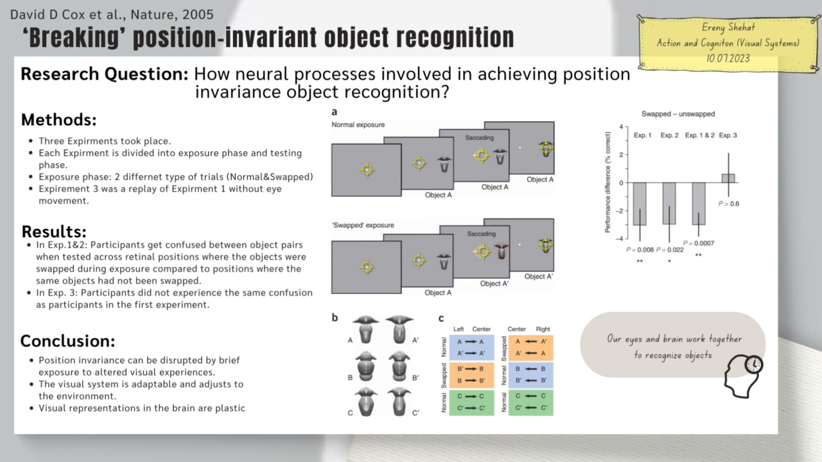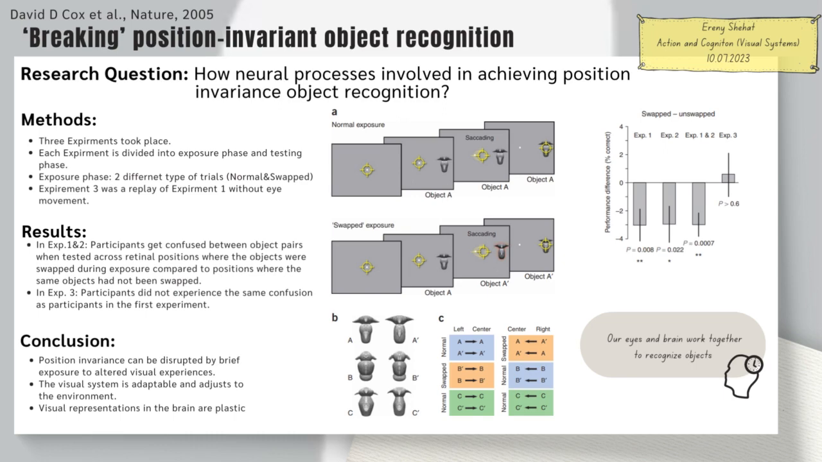Let's dive into the results. After the exposure phase, participants in experiment 1 demonstrated a significant effect. They were more likely to confuse object pairs across retinal position where the objects had been swapped during exposure compared to positions where the same object hadn't been swapped. As shown in the result figure, the effect observed in experiment 1 was statistically significant with a p-value of 0.00282.